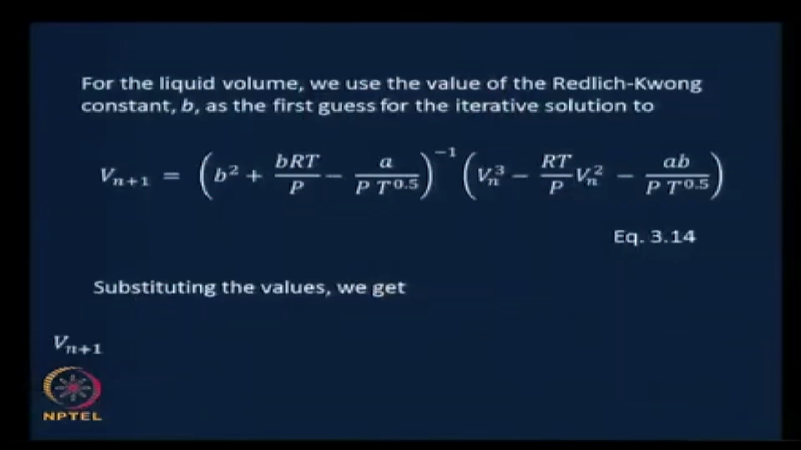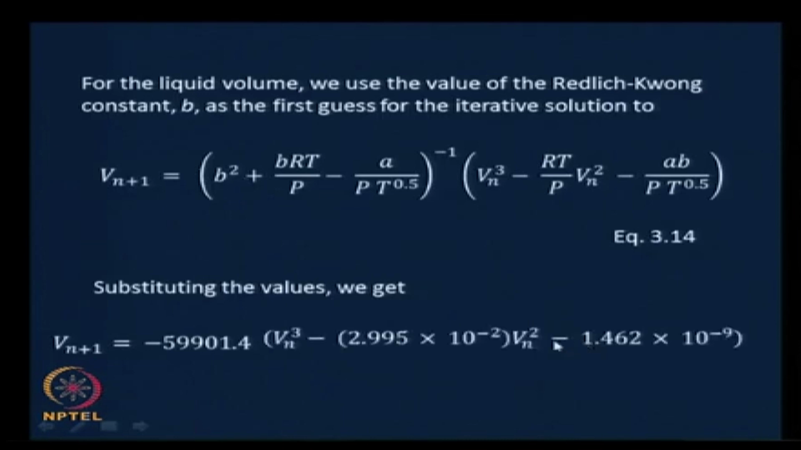The details are as follows: Vn plus 1, if you substitute B and so on and so forth, it is going to be this value, B squared plus BRT by P minus A by P T power 0.5, and the whole thing is going to be minus 59901.4 Vn cubed minus 2.995 into 10 power minus 2, which is RT by P, Vn squared minus AB by P T power 0.5, 1.462 into 10 power minus 9.